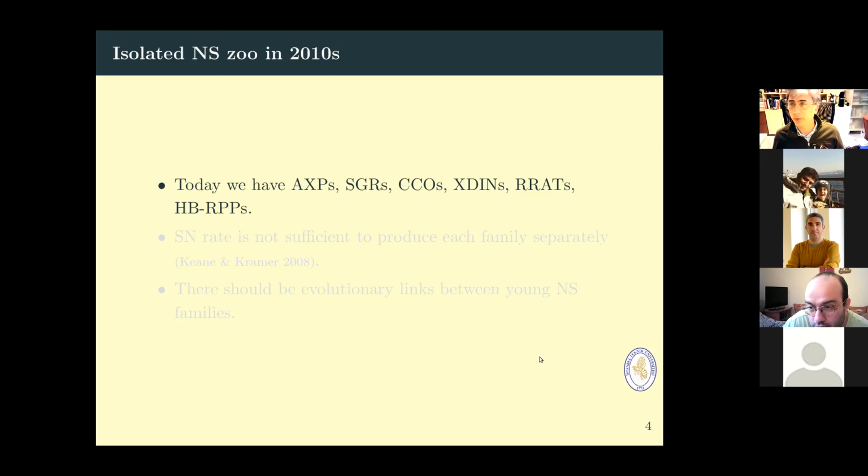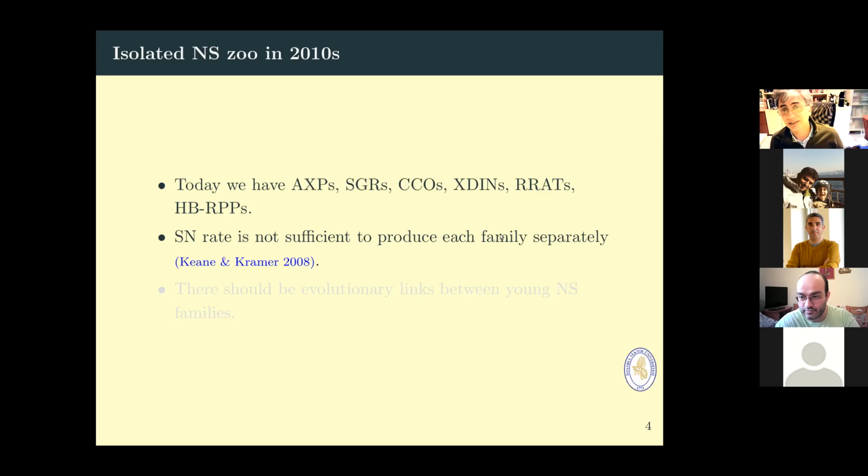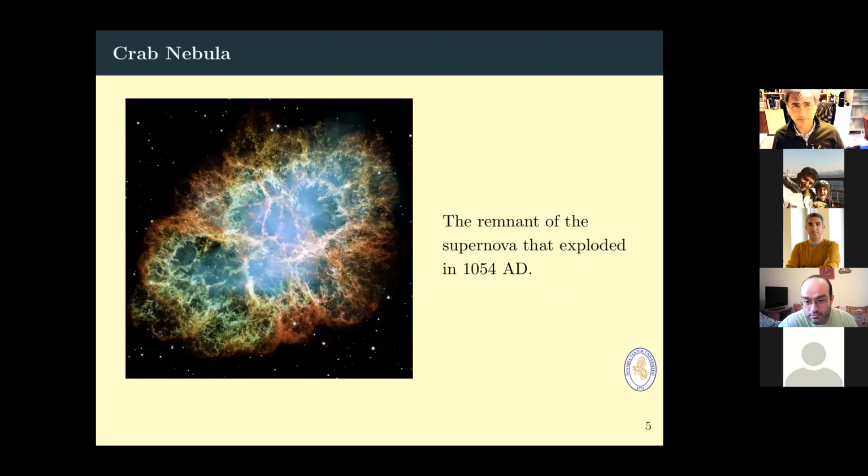So how do we understand these? Where will we place them? And most importantly, the supernova rate in the galaxy is not sufficient to produce each family separately. So there must be some evolutionary links between all these young neutron star families.